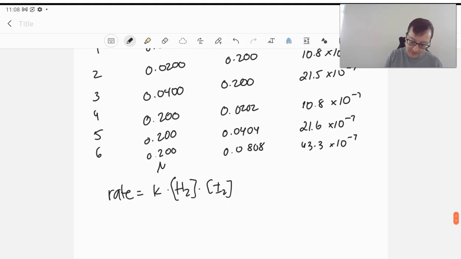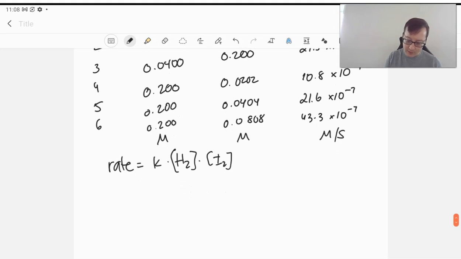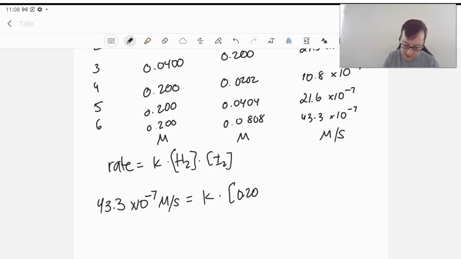One thing to note is that the units of these quantities here are always in molar. So we have molar, molar, and molar per second. Those are always the values that we use here. And so if we want to do this, let's take the data from experiment 6. Our rate is 43.3 times 10 to the negative 7 molar per second. We have our rate constant times the concentration of hydrogen, which I don't need to put in brackets, we have 0.2 times 0.0808 molar.